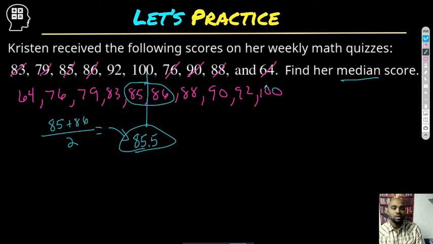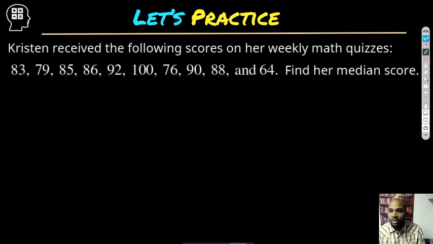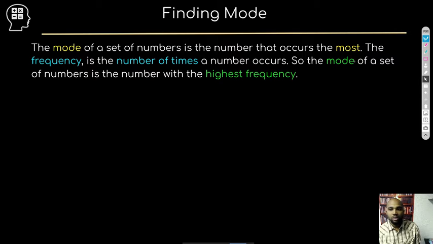So the important thing to understand is that when you have even numbers, don't try to pick a number there. Just find the middle number. Even if it's not up there, you just have to find the mean, or that middle number. What about mode? Let's do one more. Mean, median, and now mode.